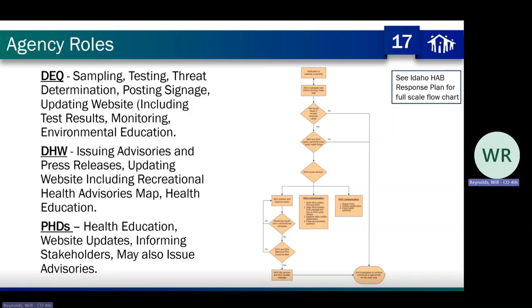And then the Department of Environmental Quality typically is the one that receives the initial reports, whether from the public or others. In response to those reports, they'll do visual inspections. If they confirm using a visual inspection that they would like to move forward with testing, they'll take a sample and submit it for testing in coordination with the Department of Health and Welfare. They'll make a determination about whether a public health threat is posed.